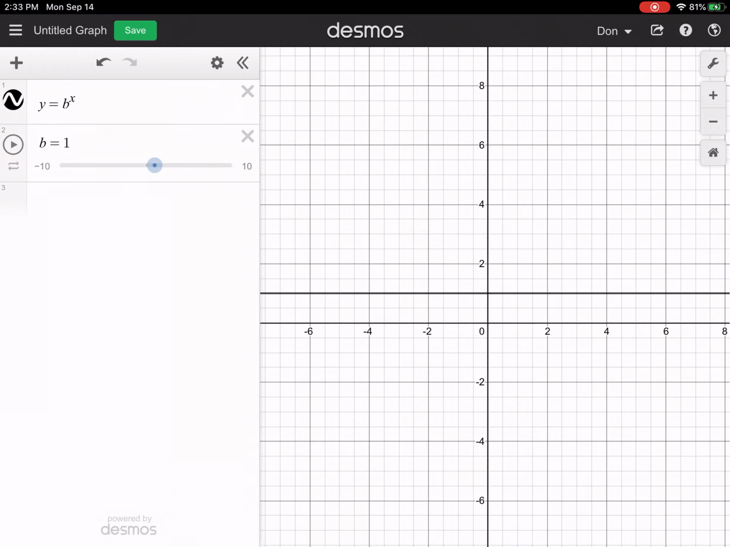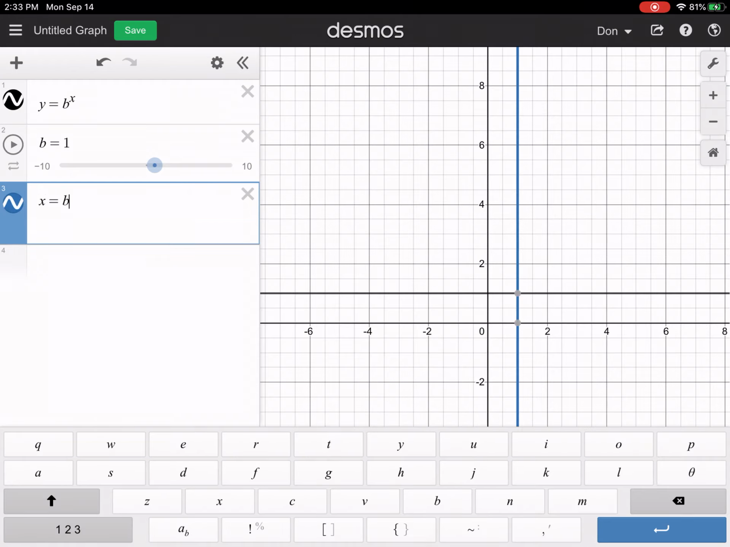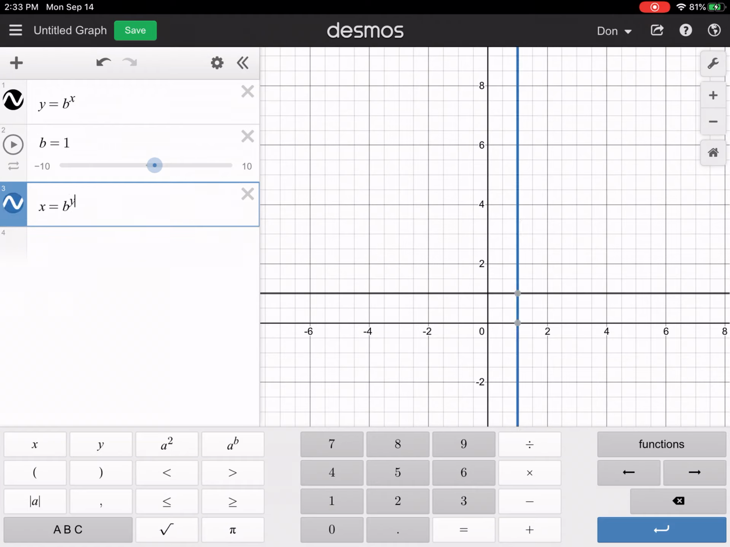And we'll add a slider for b. And we'll do x equals b to the y. Okay. When b is equal to 1, we don't actually have an exponential function. You may recall that exponential functions can't have a base of 1. Exponential functions have to have a base greater than 0 and less than 1, or greater than 1. Because if it's equal to 1, this is what we get. This black line here is just a horizontal straight line, which isn't really exponential.